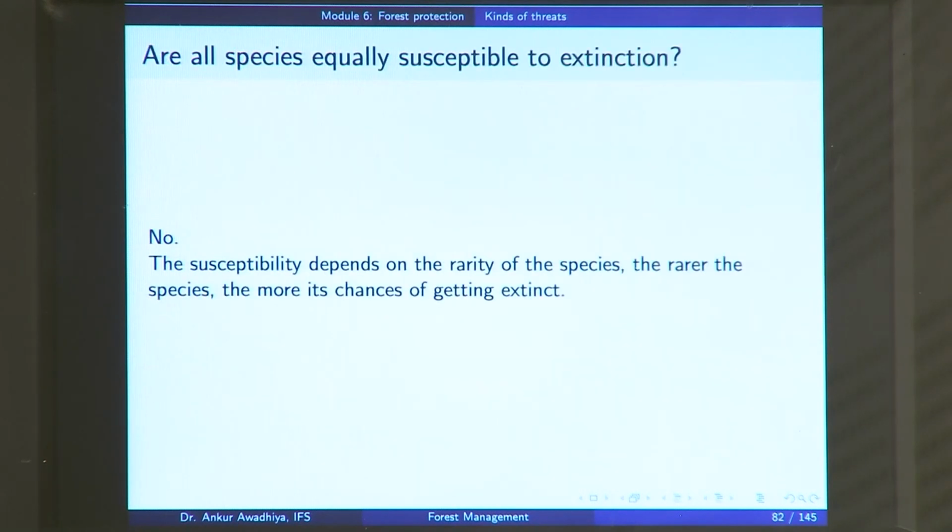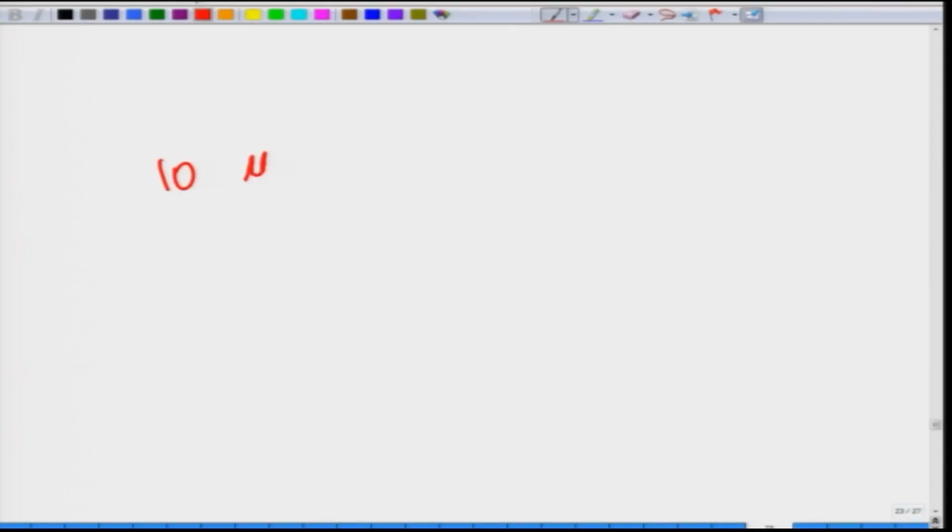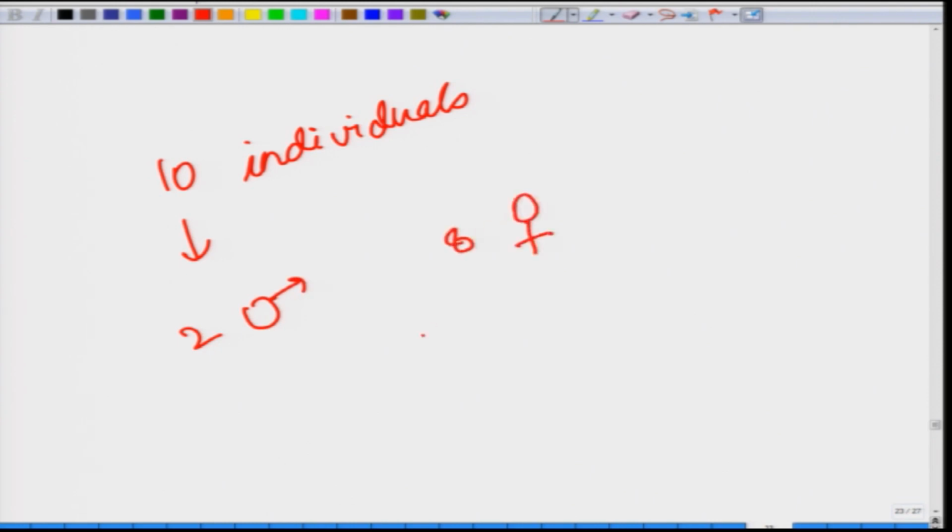Now, obviously, all the species are not equally susceptible to extinction, but there are certain factors that govern the probability of extinction of different species. The susceptibility depends on the rarity of these species. The rarer the species, the more is its chance of getting extinct. So, for instance, if you have a species that only has 10 individuals left, and in a very good scenario, suppose 2 of these are males and 8 of these are females.